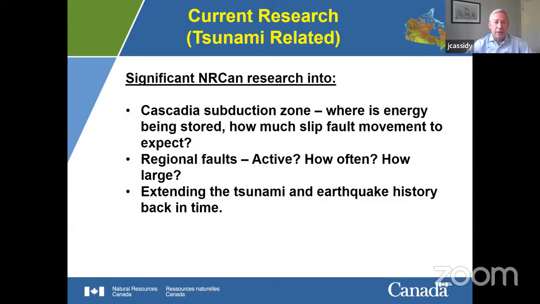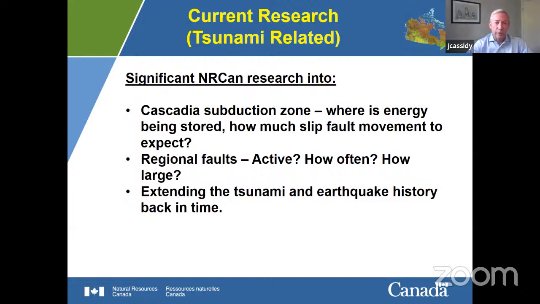Again, understanding where tsunamis might be generated. We're also looking at regional faults. Are they active? How often are they active, and how large? How much movement can we expect? Another key area of research, and this is really critical, is extending the tsunami and earthquake history back in time, back thousands of years.